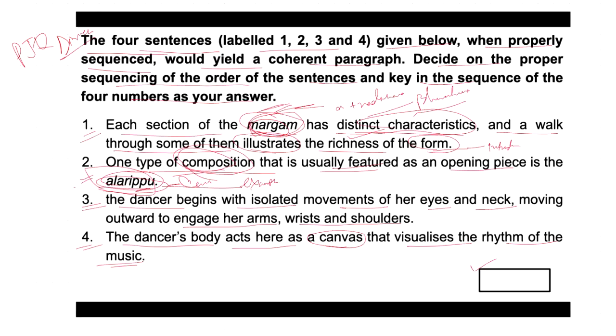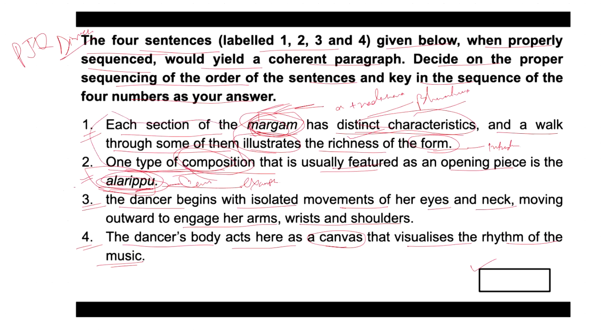Because it is stated, one type of composition. So one type of composition is alaripu, and that featured as an opening piece is the alaripu. So what does one type of composition refer to? Margam, which is nothing but a unique characteristic.